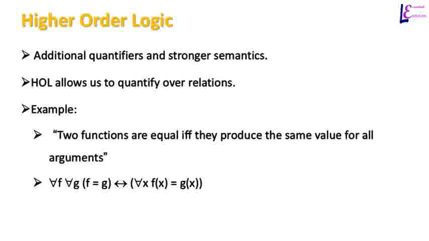Using the symbols f and g for the functions and the quantifier for all, we can read it as: for all f and for all g, f is equal to g if and only if for all x, f(x) is equal to g(x).